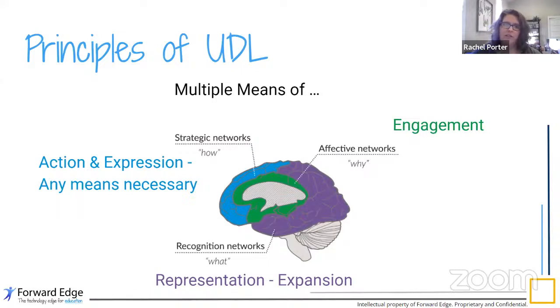Okay, so let's look at the three pillars of universal design for learning. This whole idea that there are multiple means of engagement, representation, and action and expression. You can see here the infographic, the three different colors of the brain, starting with the green innermost, that why behind learning in this engagement.